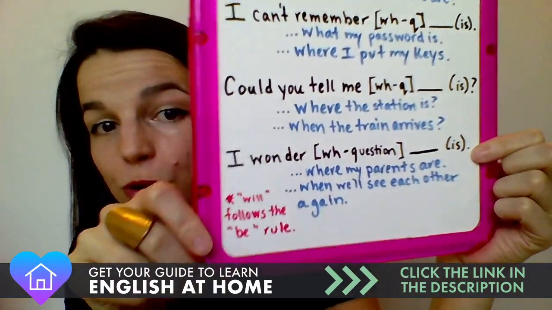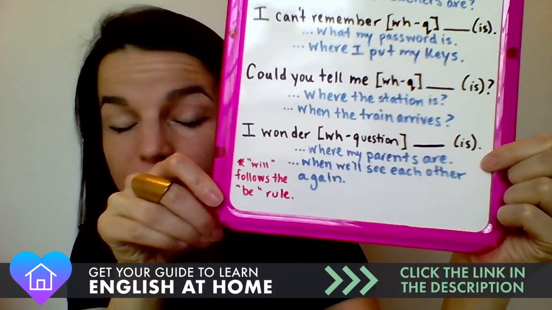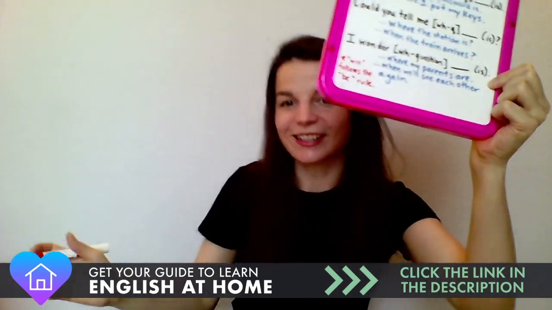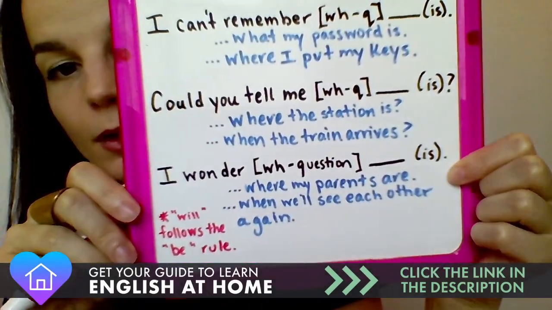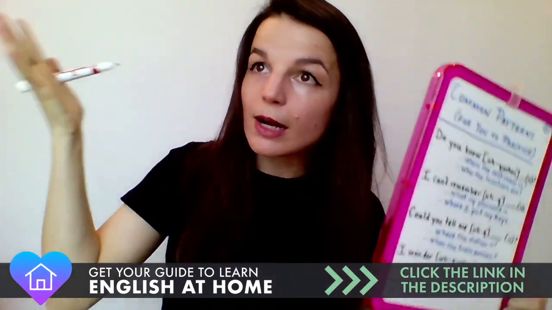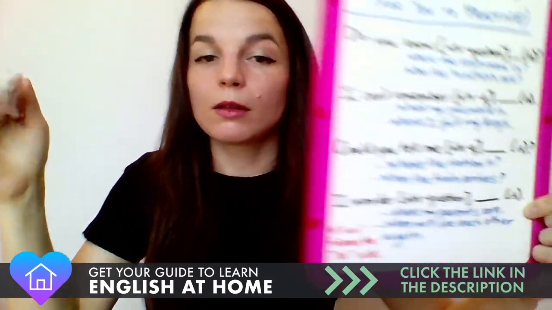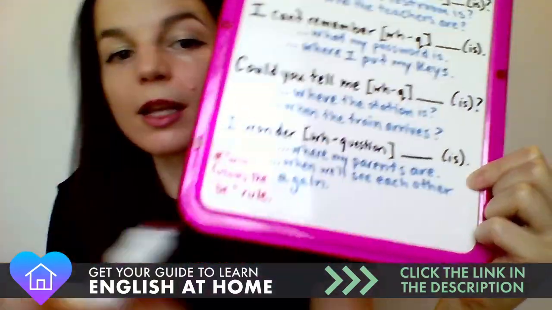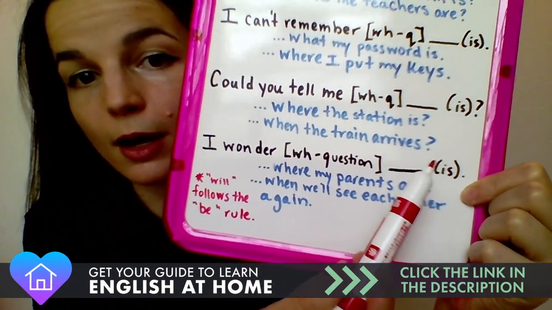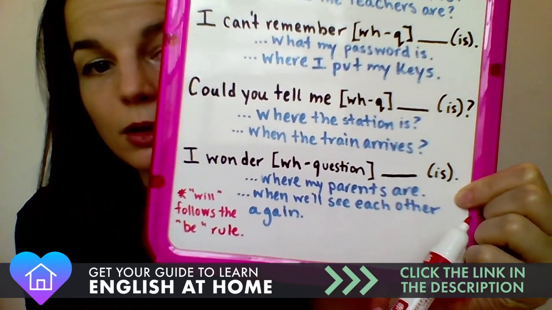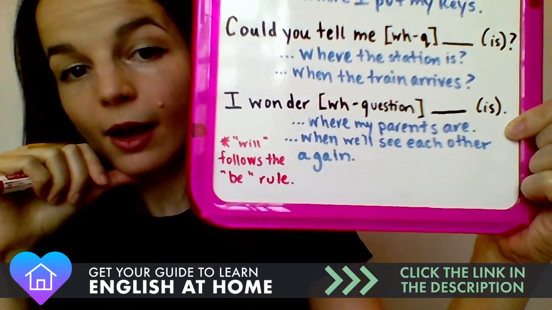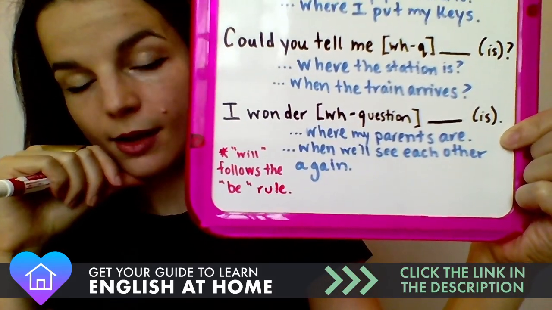The last pattern for you to practice is what we practiced a moment ago. I wonder. Okay, I wonder is again when we're trying to guess something. Like, I don't know, I'm not sure. We use I wonder to describe that feeling. I wonder something something is or are, whatever, if your sentence uses a be verb. So, I wonder where my parents are. It's an interesting question. Or, I wonder when we'll see each other again.